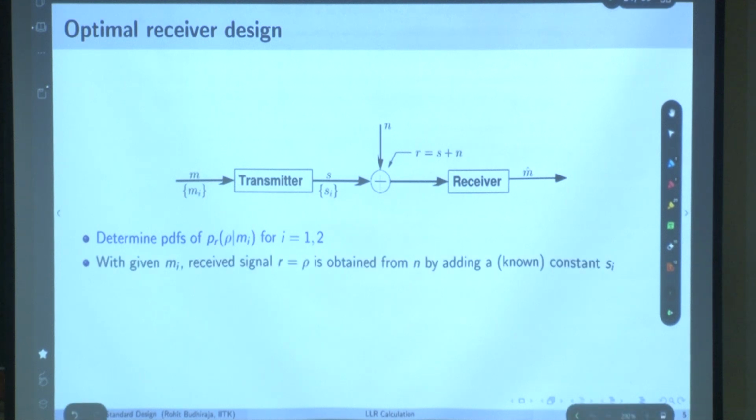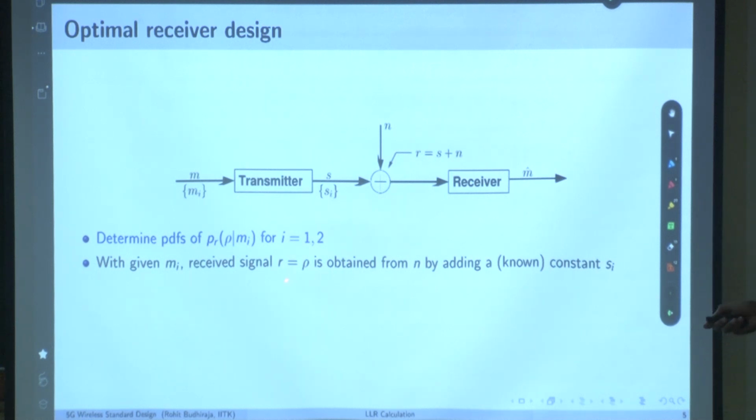So how do we calculate? If you look at this signal, how do you read this? What is this probability? This is a conditional probability, right? Conditioned on whether the transmitted message was M0 or M1. Mi is given to us. Now if Mi is given, we of course know S also, whatever S was transmitted.